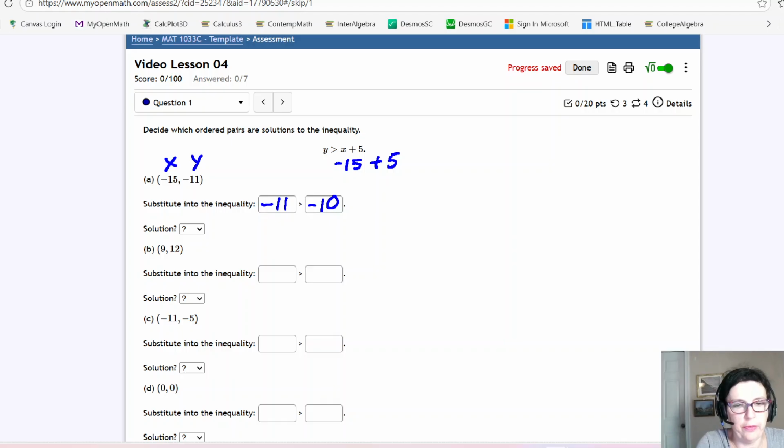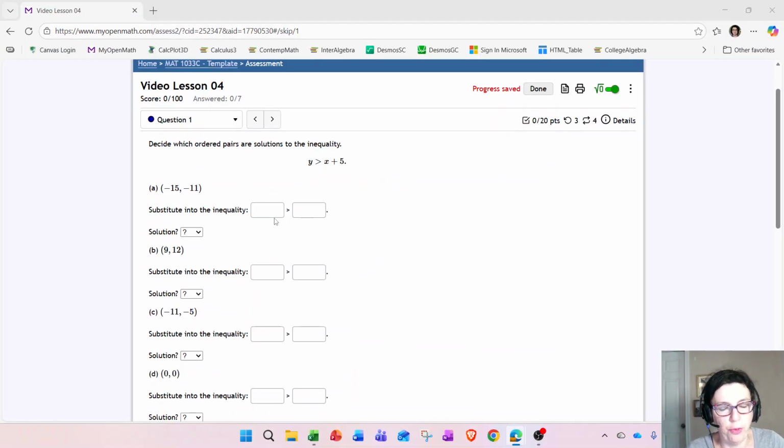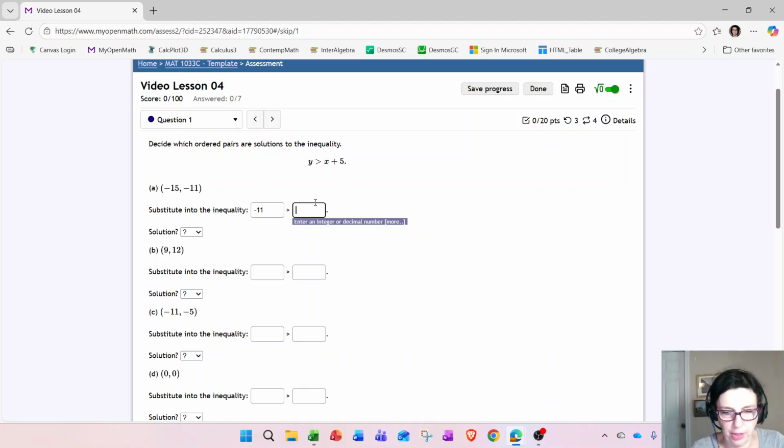So is negative 11 greater than negative 10? Well, no, because remember with negative numbers everything is the opposite, right? Negative 11 is obtained by going from negative 10 to the left. And so negative 11 is actually less than negative 10. So that would not be a solution. Then we have to just repeat that for every pair. So again, for this one, on the left-hand side, you put the y variable, so that would be negative 11. For the right-hand side, you take the x and add 5, so that's negative 10. It's not true that negative 11 is greater than negative 10. It's actually the opposite. So this is not a solution to this inequality.